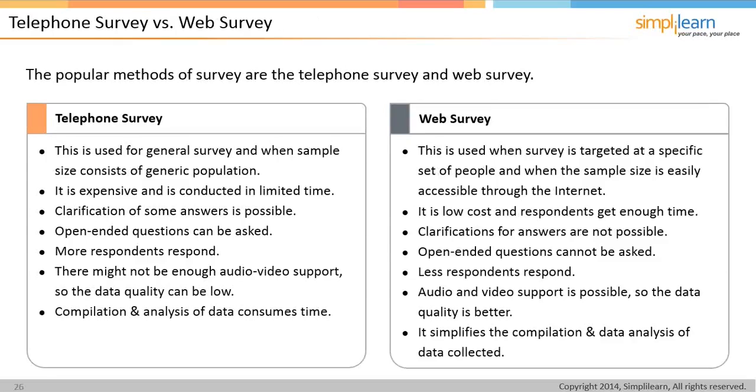As we go through some of the details and we look at a telephone survey, it's used for a general survey when the sample size consists of a generic population, typically inexpensive and can be conducted in a limited time. Clarification of some answers is possible in some instances, and other times they won't. It depends on who's conducting the survey. But you have the flexibility at least. Open-ended questions can be asked. More respondents tend to respond to a telephone survey than other types. There might not be enough audio-video support, so the data quality can be low. Compilation and analysis of data consumes time.